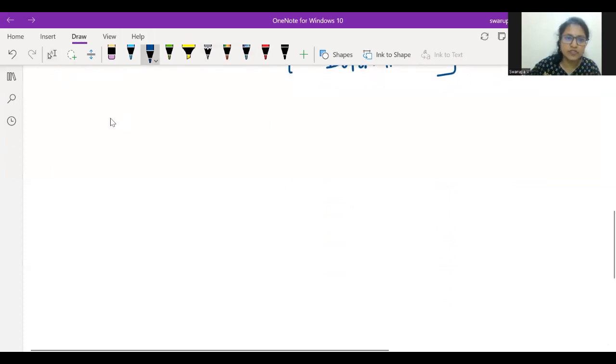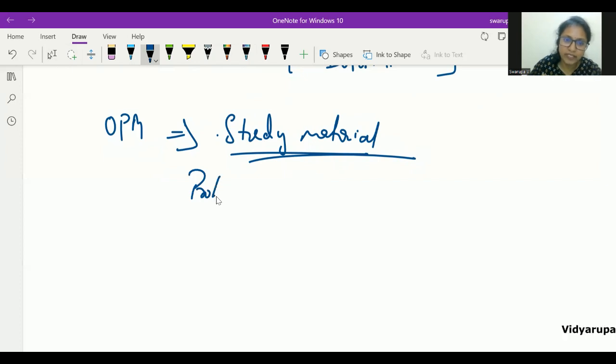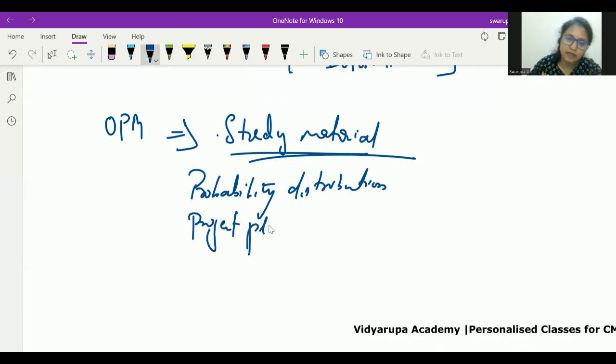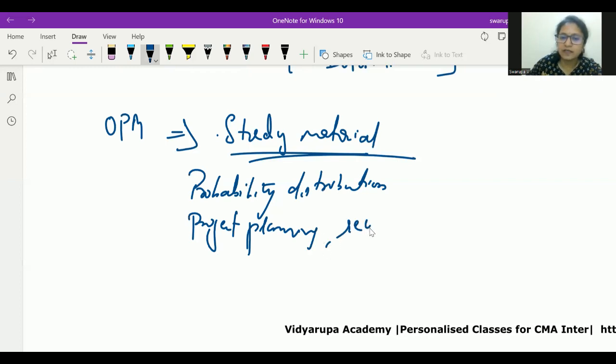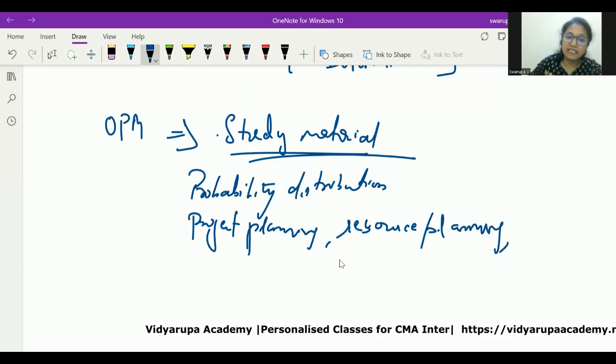Then we have the last paper, which is OPM. Stick to your study material. Even the problems or sums that you get in your exam will be very similar, or might even be exactly what has been given as an illustration in your study material. So cover your study material, and give importance to probability distribution, project planning, resource planning, material planning.